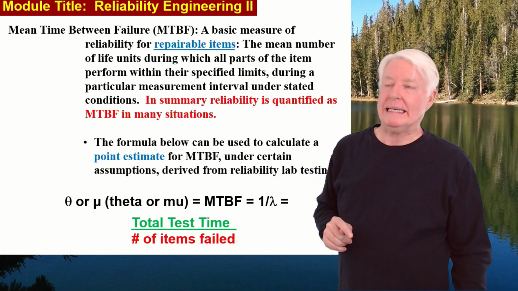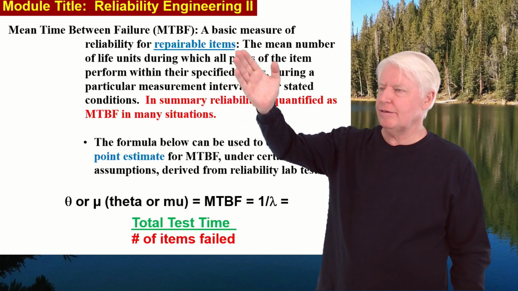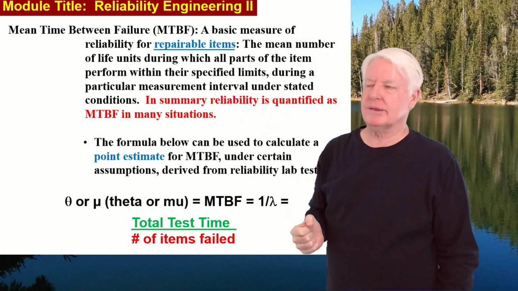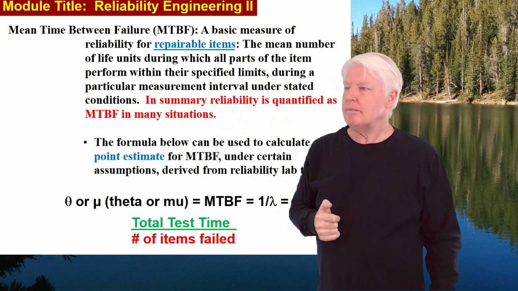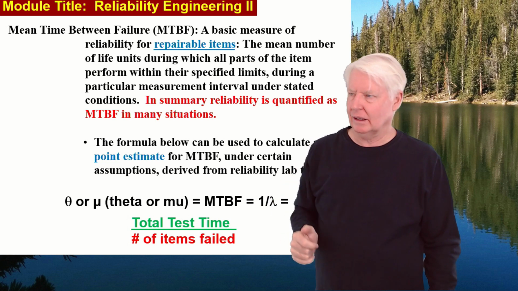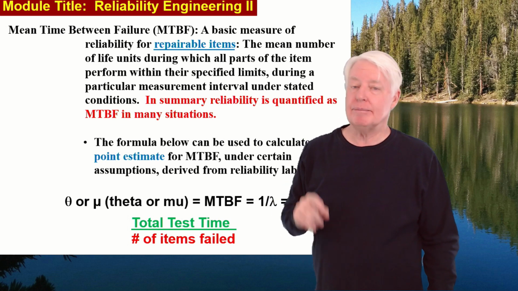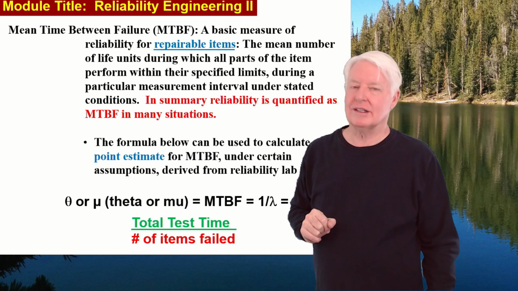Now let's discuss mean time between failure. It's a basic measure of reliability for repairable items. That's the key word term there, repairable items. Mean time between failure is for items that you can repair and put back online. Mean time to failure is for non-repairable items. That's the difference right there.